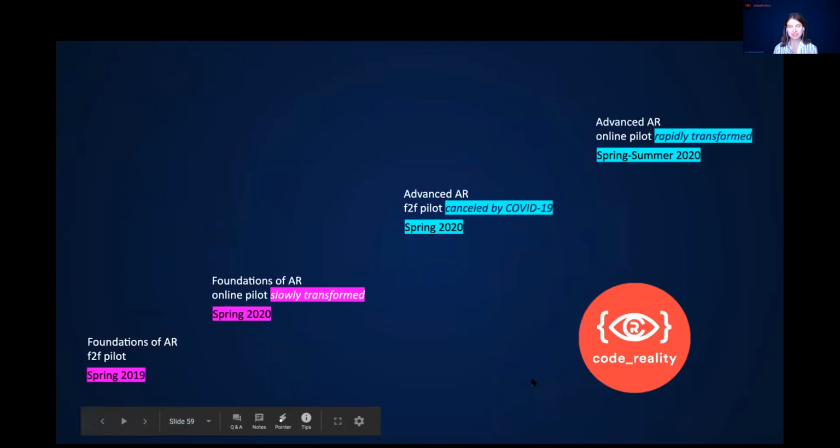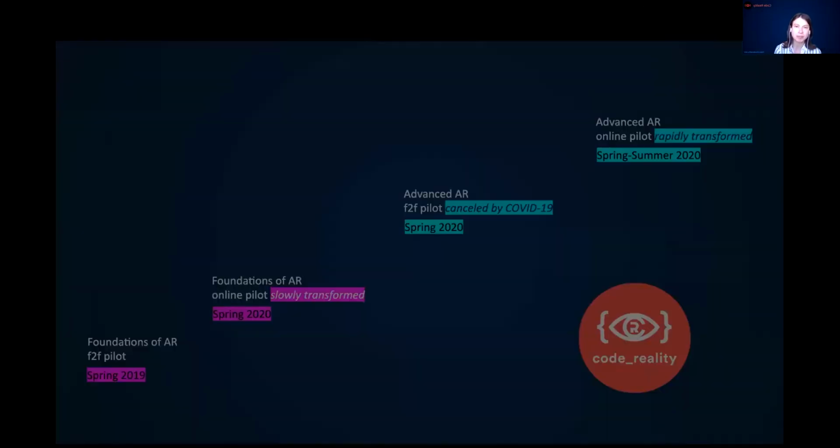As Fridolin already showed you, that was our plan. That was how we were planning to deliver those courses. And now I will tell you more about the practical implementation of those courses. As you can see on the screen, we were planning for pilots, 2 pilots for Foundations AR and 2 pilots for Advanced AR. For each, we were planning 1 face-to-face event and 1 online course.